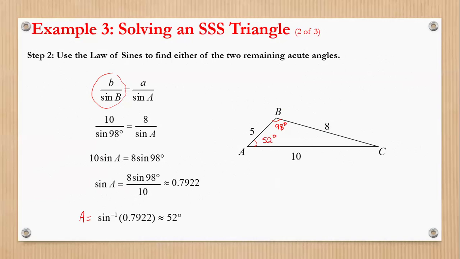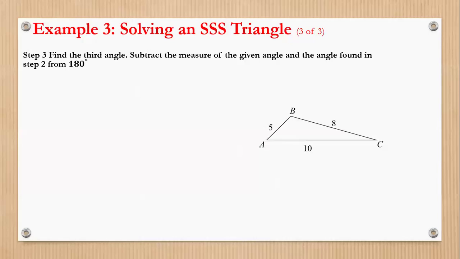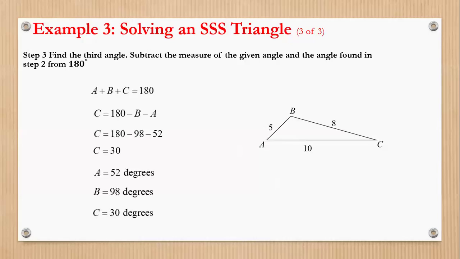Now, finding the third angle is easy because I know two angles already, 98 plus 52, and then subtract it from 180, and it gives me 30 degrees. So now I have solved this triangle. The three sides were given to me, and now I found the three angles.